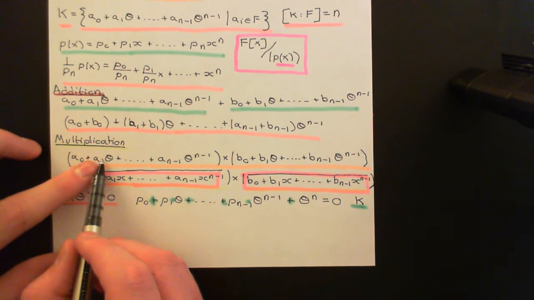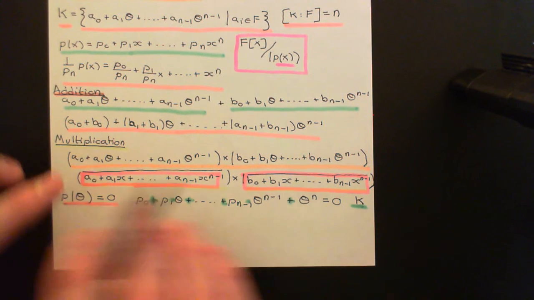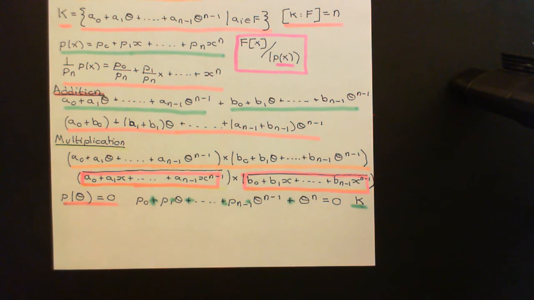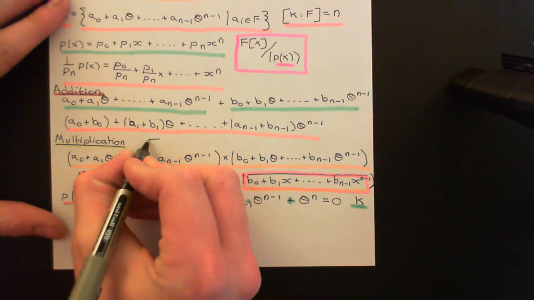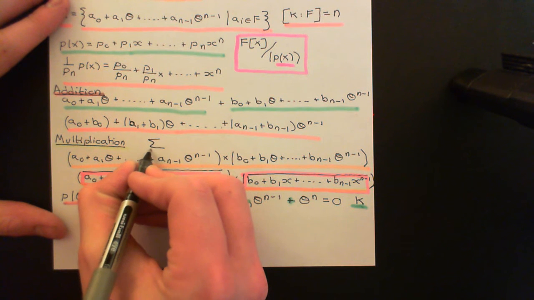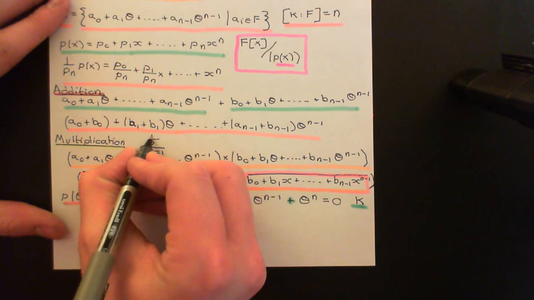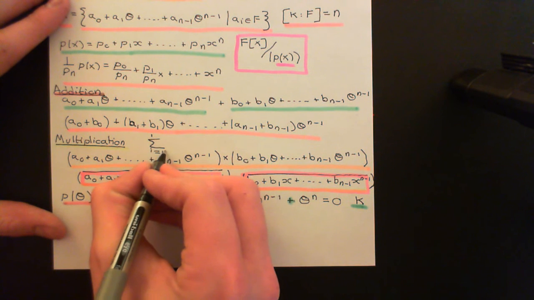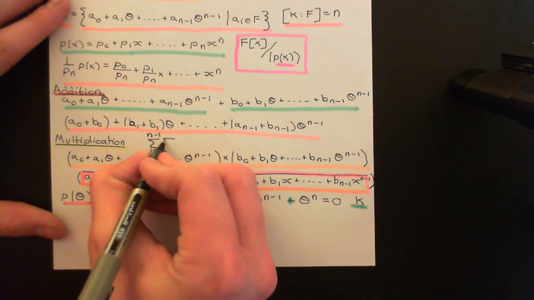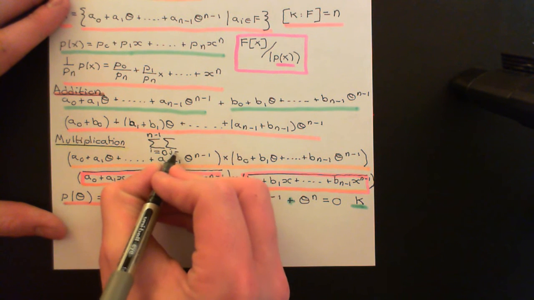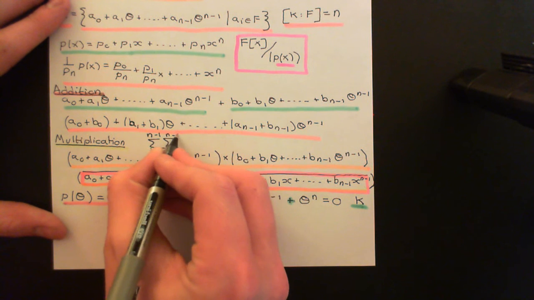Okay, I can take this one here and multiply it with every single one of those, and then just turn it into a massive great big sum. So if I write this more concisely, it will be the sum from i equals 0 to n minus 1, the sum from j equals 0 to n minus 1.